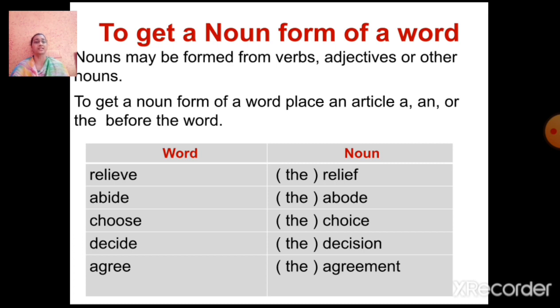Now, the next given word is decide. So, the noun form will be decision. Now, let's see this with a sentence. I am not altogether happy about the decision. Now, the next word is agree. So, the noun form will be the agreement. Now, let's form a sentence for this. The agreement strengthened the bonds between two countries. So, for the word agree, the noun form is agreement.